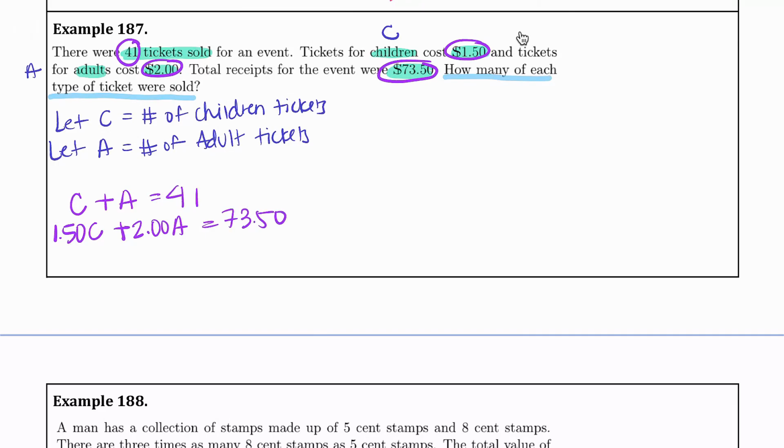Again, this one's set up where you could substitute or eliminate. If you wanted to substitute on this one, you would just need to get one of these variables alone, then plug it into this equation. If you wanted to eliminate on this one, we'd probably multiply our top equation by either negative 150 or negative 2, either way.